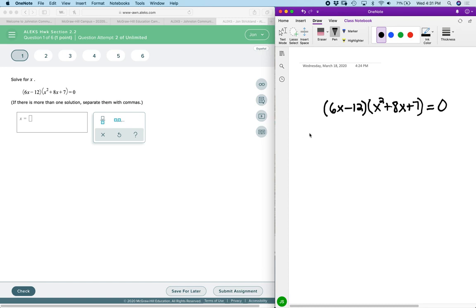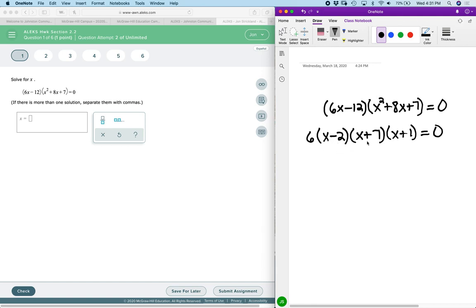Now for 6x minus 12, if I were to factor, I have 6 times the quantity of x minus 2. For x squared plus 8x plus 7, if I factor, I have the quantity of x plus 7 times that of x plus 1 is equal to 0. Now we have 4 factors, but only 3 are in x.